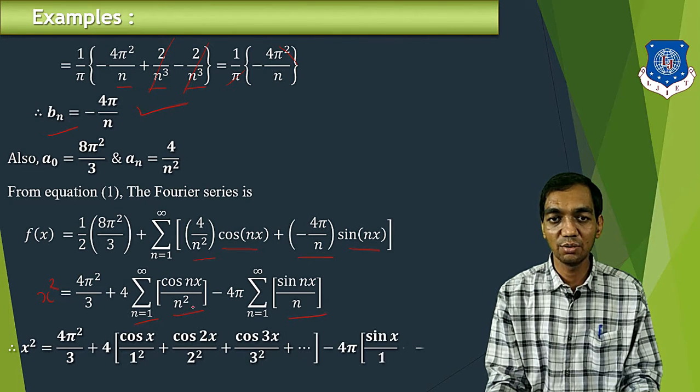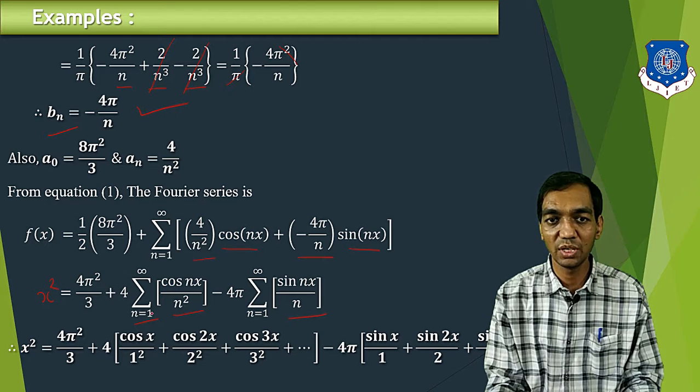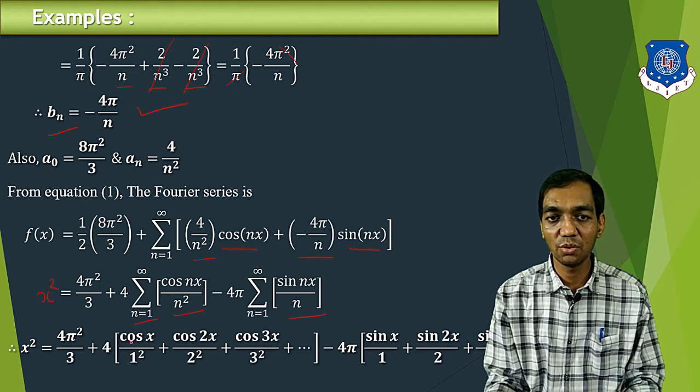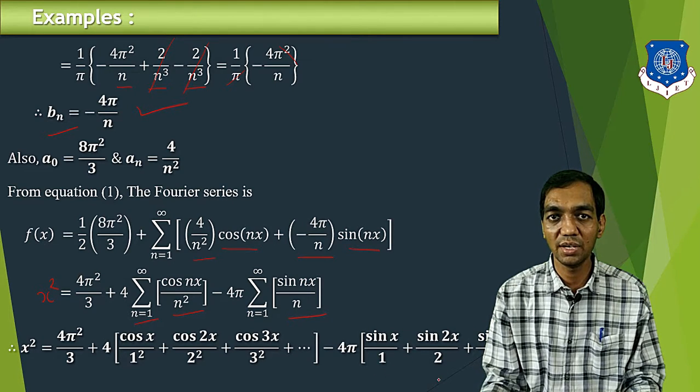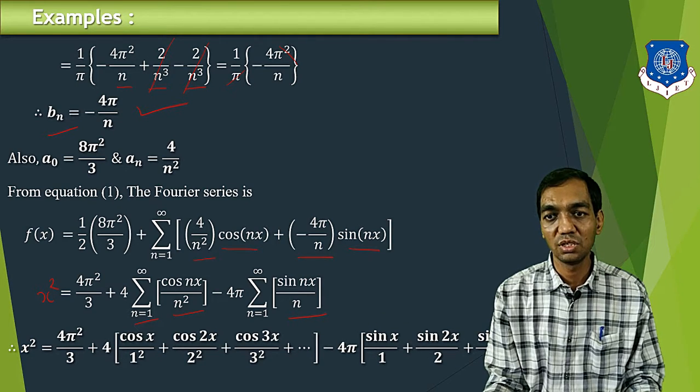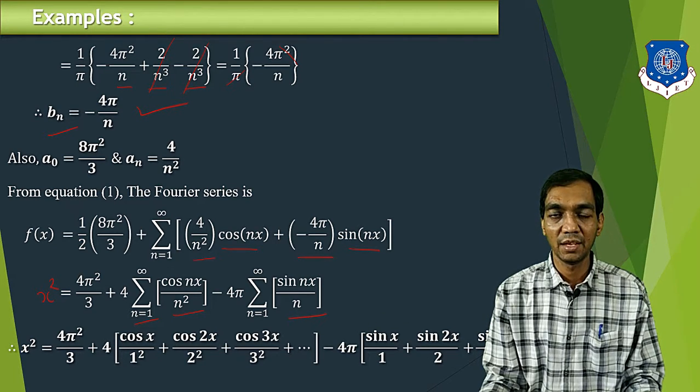And if you are going to write this in series form, that means put n is equal to 1, n is equal to 2, n is equal to 3. So you will have cos 1x upon 1 square plus cos 2x upon 2 square plus cos 3x upon 3 square. In the same manner here you have sin 1x upon 1 plus sin 2x upon 2 plus sin 3x upon 3 and so on. So this is your Fourier series.